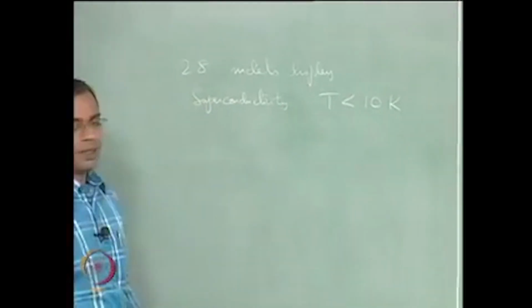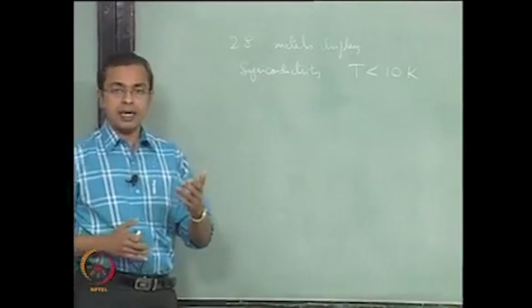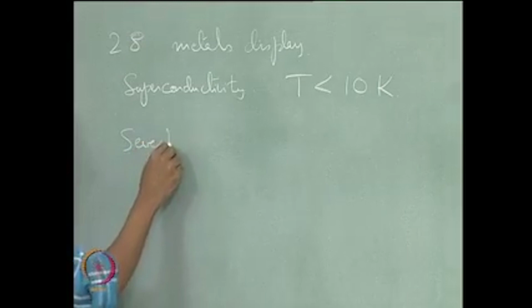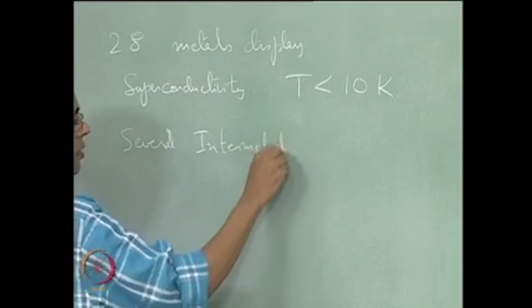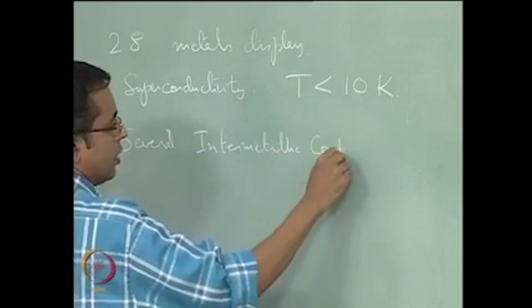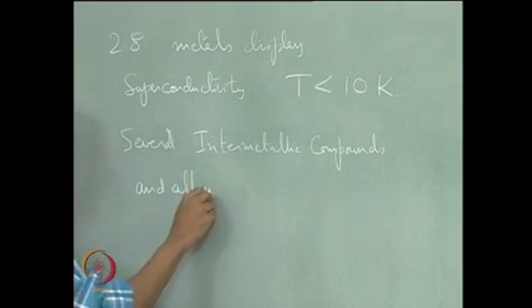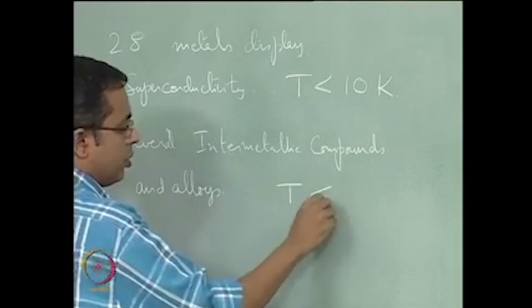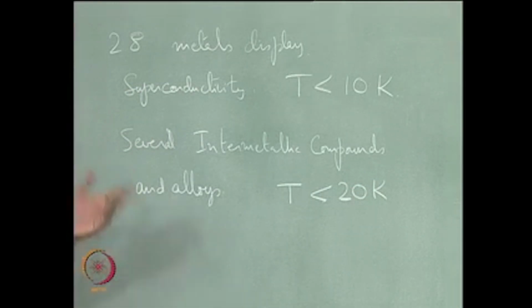Okay, so all of these metals in their elemental state are showing you superconductivity at temperatures less than 10 Kelvin. So that is what you see. Then there are several intermetallic compounds and alloys that show superconductivity in the temperature range less than about 20 Kelvin. Okay, so temperature less than 20 Kelvin is sort of what you are looking at for most of these systems.